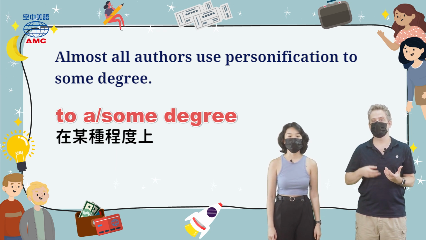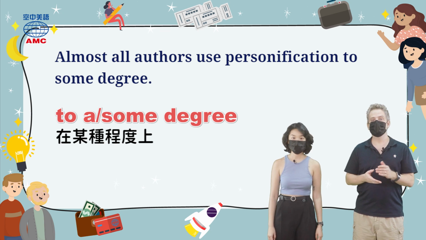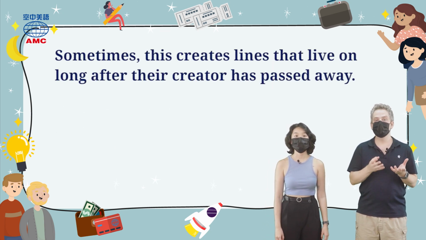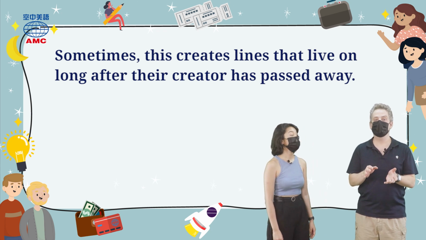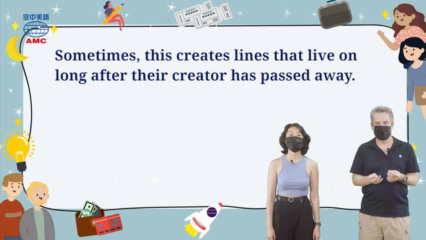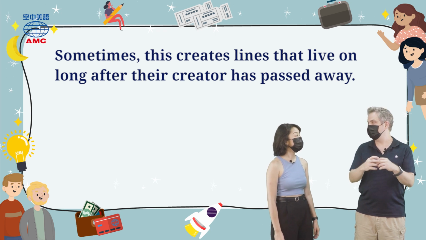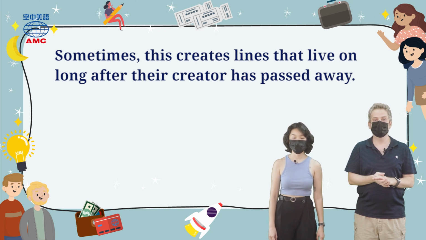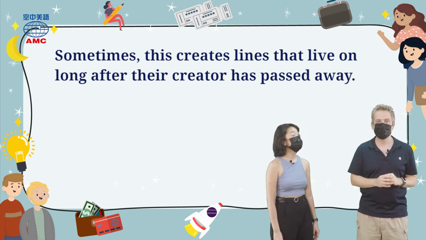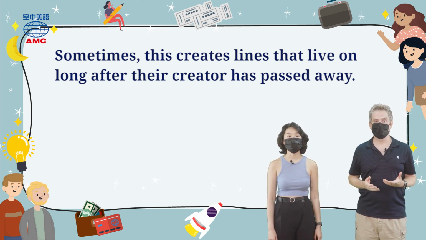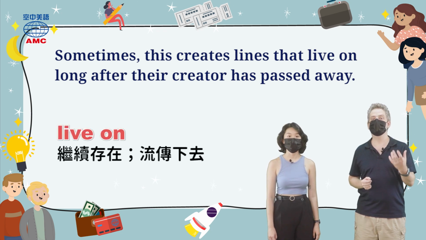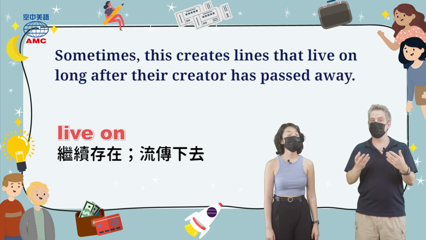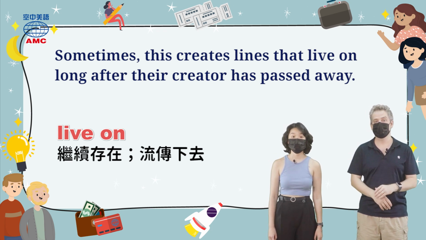Okay, now we'll look at a few different ways that writers have used it and what effect this has. We start by saying sometimes this creates lines that live on long after their creator has passed away. Basically, they've used it so well, it's become almost a really famous line of dialogue or a line from a book or a play, as we'll see. Either way, it lives on. To live on means to survive. It doesn't disappear with either the passing of time or the passing away of the artist.